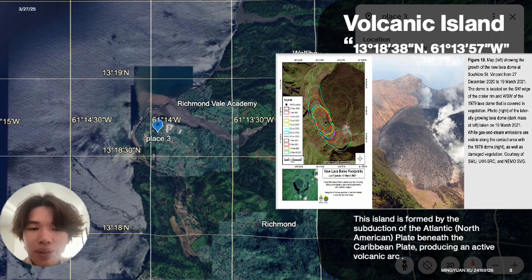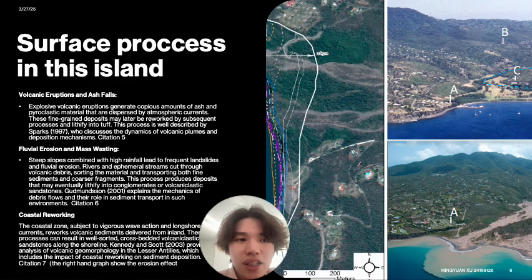Finally, we examine the volcanic island setting of St. Vincent, and this island is formed by the subduction of the Atlantic plate. This region is a part of the Andes-like arc, where active volcanism drives a unique sedimentary system. On this island, we have three major surface processes. First of all is volcanic eruption and ashfall.